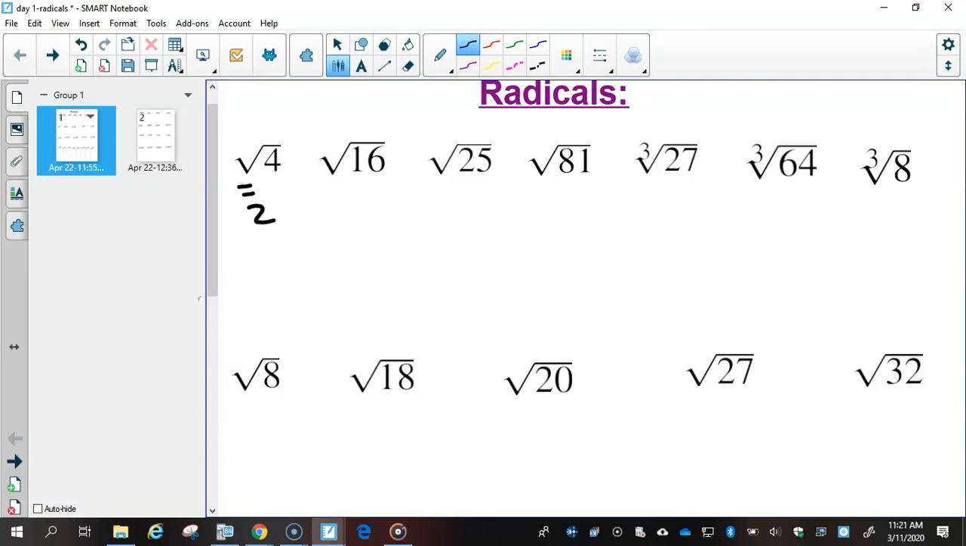The square root of 16, 4. 4 times 4 is 16. 25, 5. 5 times 5 is 25. What about 81? 9.